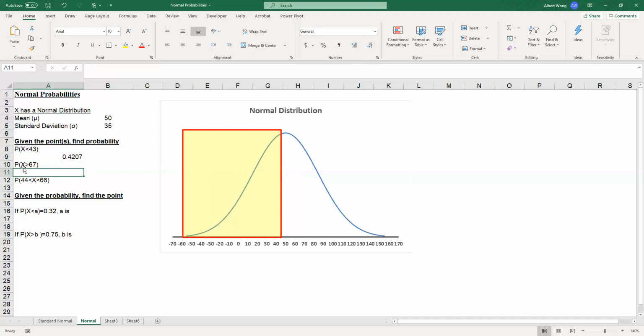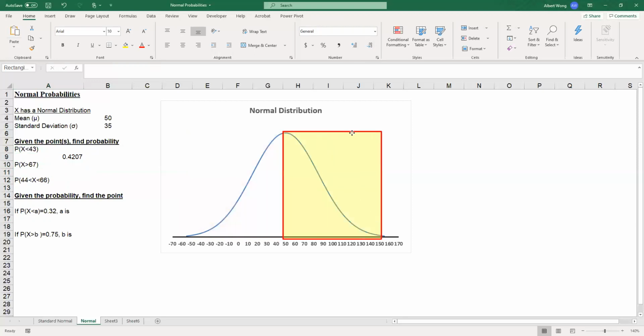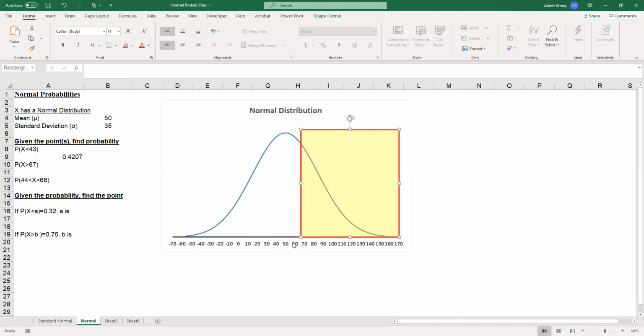The second case, right? The first case is less than, the second case is more than. More than 67, so 67 is around here. This is 60, this is 70, so 67 is around here. And what we're looking for is the upper tail, right? So how do we find the upper tail? We will find the lower tail. The function always gives us the lower tail. 1 minus that function would give us the upper tail.